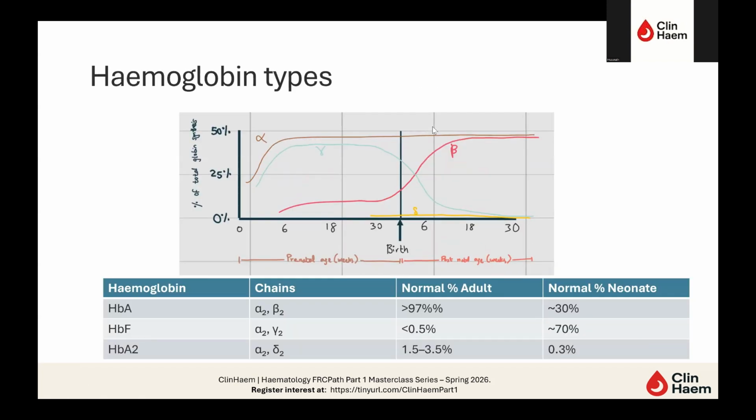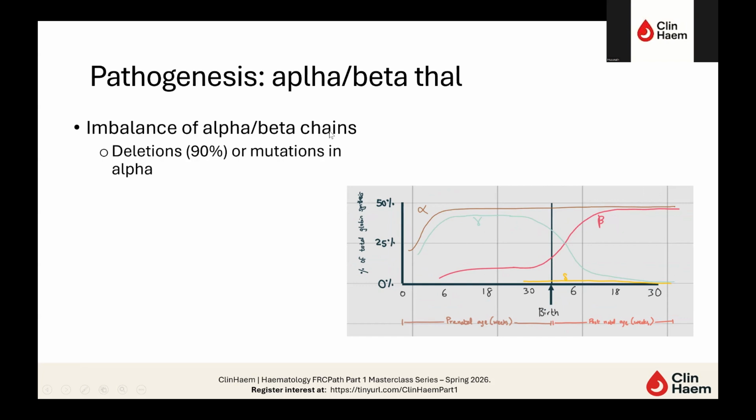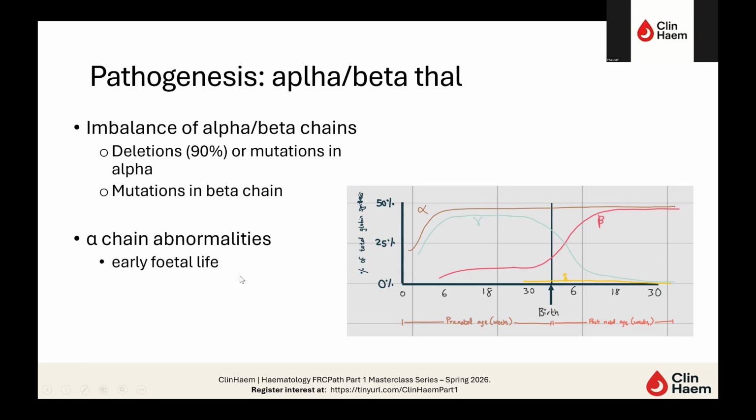So, the other way around. What happens in alpha and beta thalassemia? There will be an imbalance of alpha and beta chains. In alpha thalassemia, the most common cause is deletions of alpha genes. So remember, we have 4. If there is deletion of them, that leads to less production of alpha chains. In beta, usually there are mutations in the beta chain genes that lead to less production of beta chains.